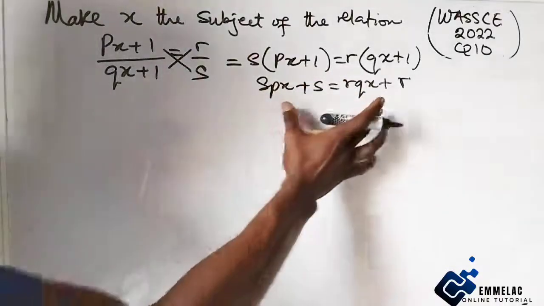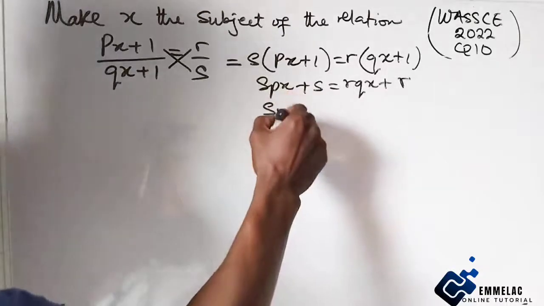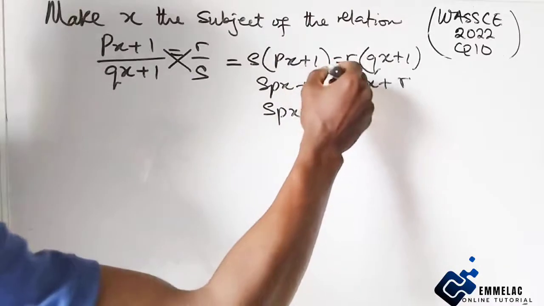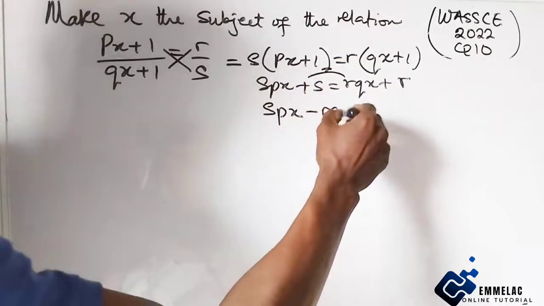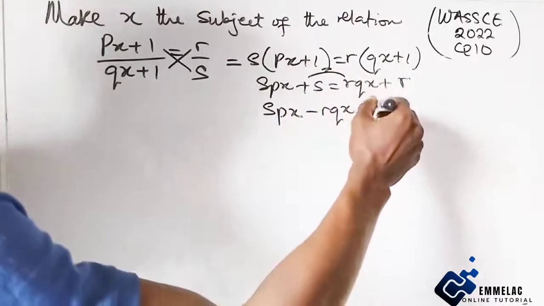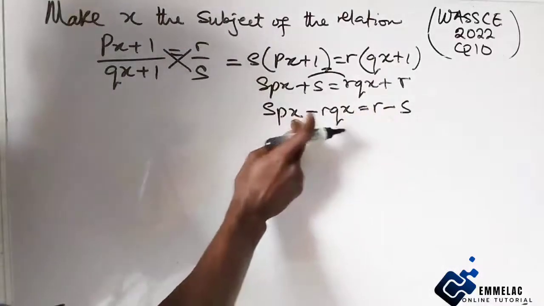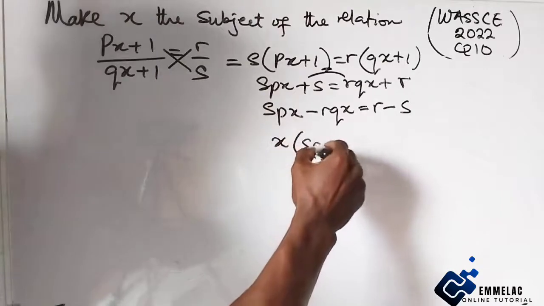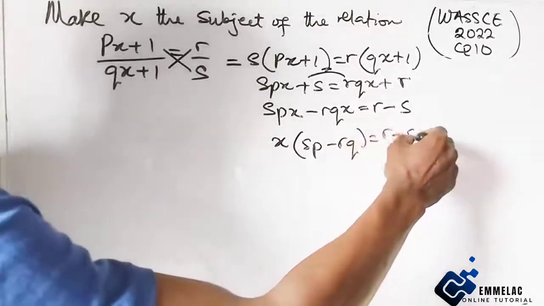Okay, now let us collect like terms. This to this, this to this. You have xpq, this to this. You have, as it comes over here, now becomes minus rqx, then equals to this over to this. You have r minus s. Okay, what is now common between these two? You have x, so you bring it out. You have sp minus rq equals to r minus s.